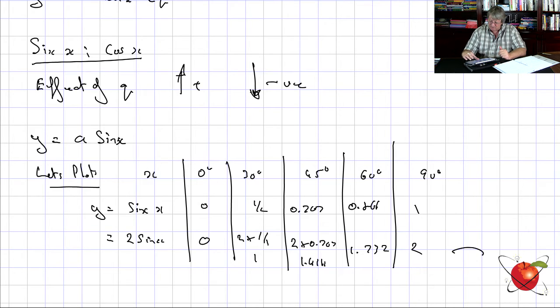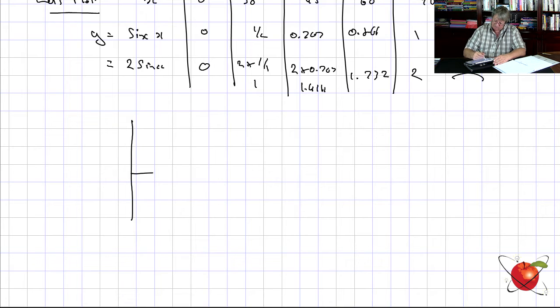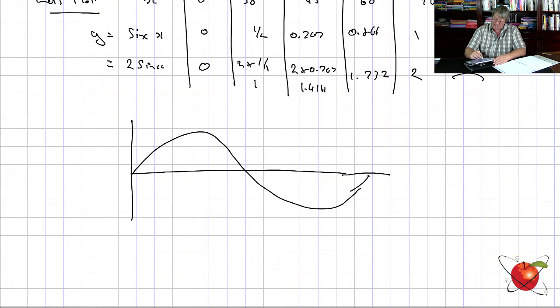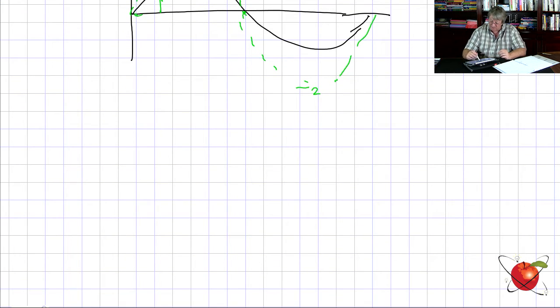So what have we done by putting in this a? We took the original sine graph over here, like that. And by putting in the a, each point is doubled, can you see? So we go to minus 2 and plus 2. But remember, each one of these to get up there is times 2. So therefore, what is a doing?